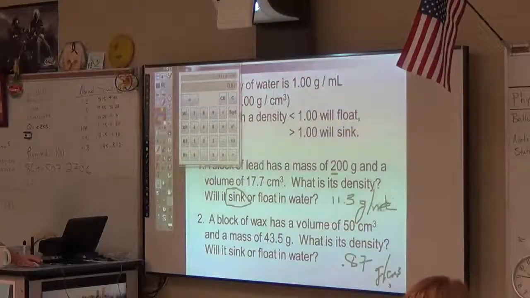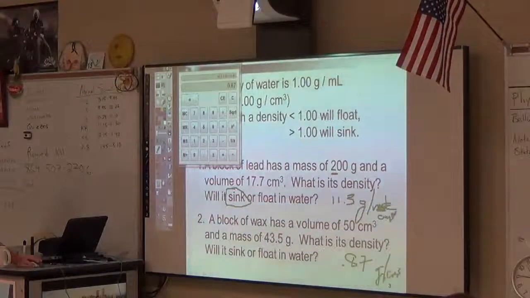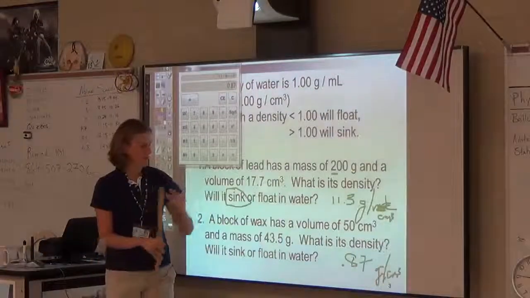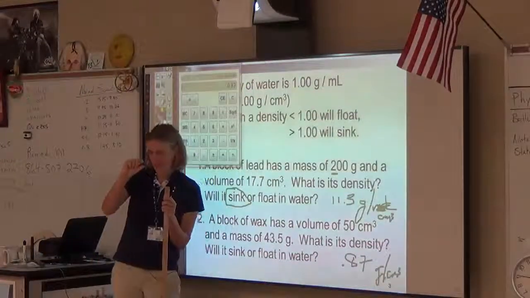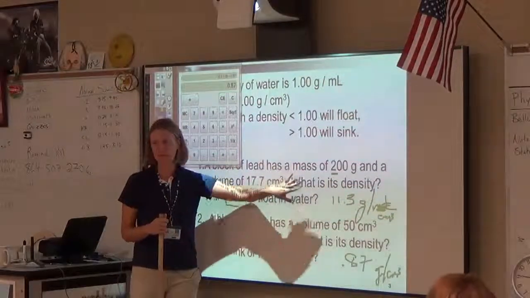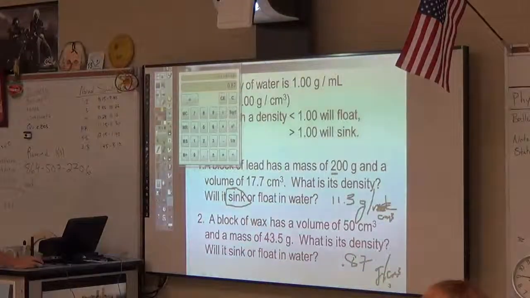That should be really centimeter cubed. Again, please remember the centimeter cubed, that is just a unit. You know, it's a centimeter by a centimeter by a centimeter. Imagine an itty-bitty little box. That does not mean cubed is 17.7. It's just the unit. All right, and so of course this will float.